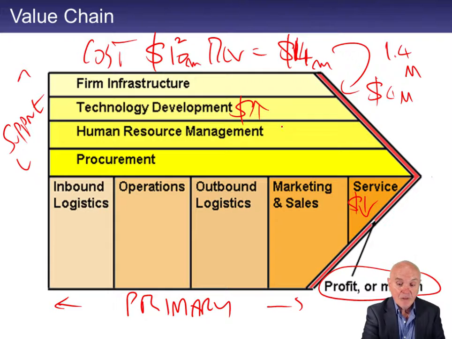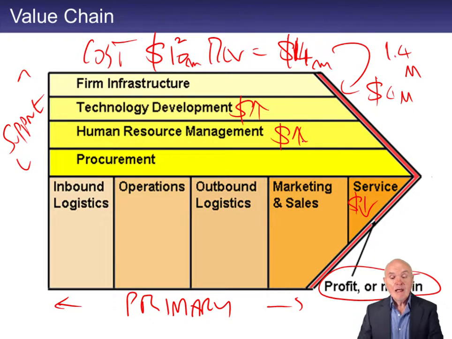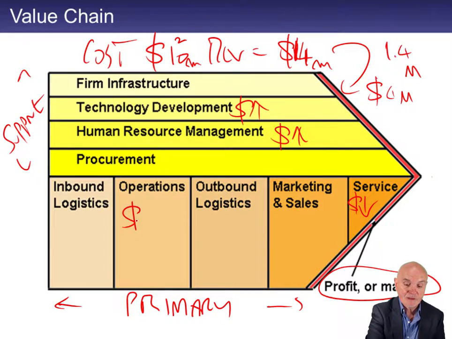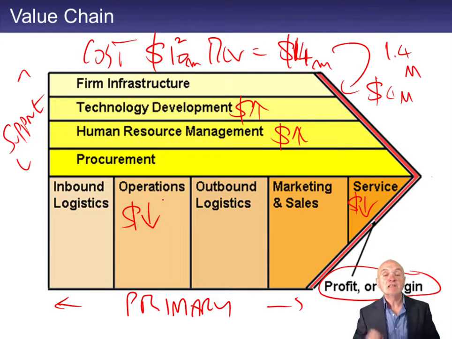Similarly, what you might do is you might spend a little bit more on training people. And if you spend a bit more on training people, then maybe it means that your operations here are going to be less costly because it's more kind of right first time and it's going to be more efficient.